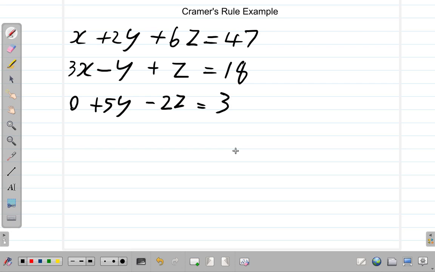In previous videos, we discussed how Cramer's rule is formed, and we also used Cramer's rule to solve two simultaneous equations in two unknowns. Now we have three simultaneous equations in three unknowns. The same rules apply to solving this. So what I want you to do now is pause the video and solve this problem.